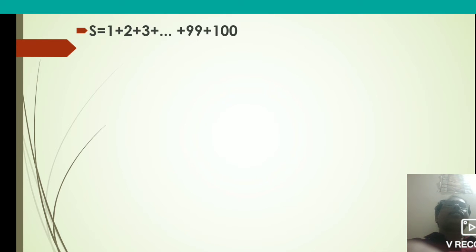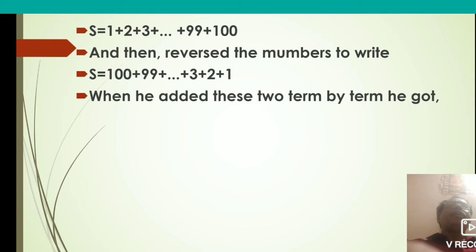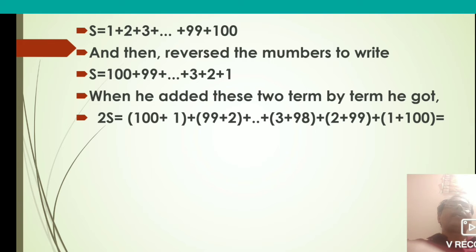So you take S equal to 1 plus 2 plus 3 and so on up to 99 plus 100. That means you take the sum of all the 100 natural numbers like this. And then reverse the numbers to write S equal to 100 plus 99 plus and so on up to 3 plus 2 plus 1. And then when he added these two term by term, he got S plus S. Left side S plus S is equal to 100.